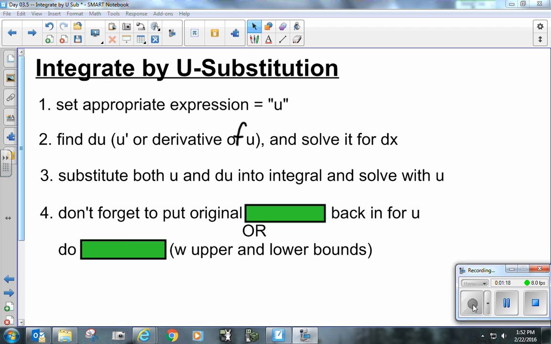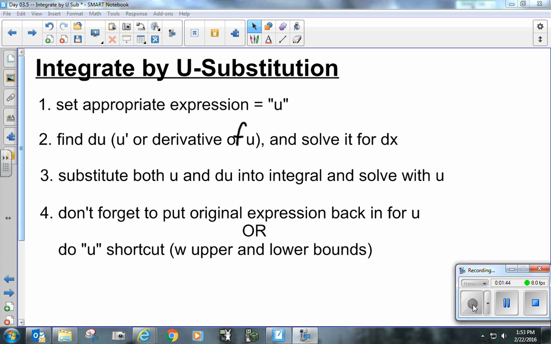We're going to solve it with u. Don't forget to put the original expression back in for u. Because in step 4, the last step, you really do it two ways when you solve it, and some people prefer one way or the other.